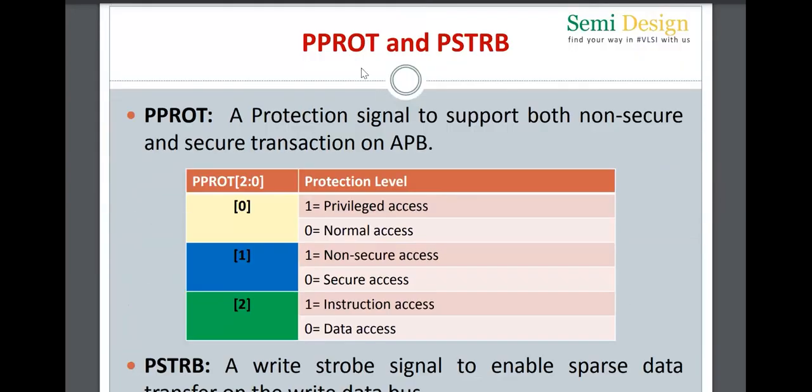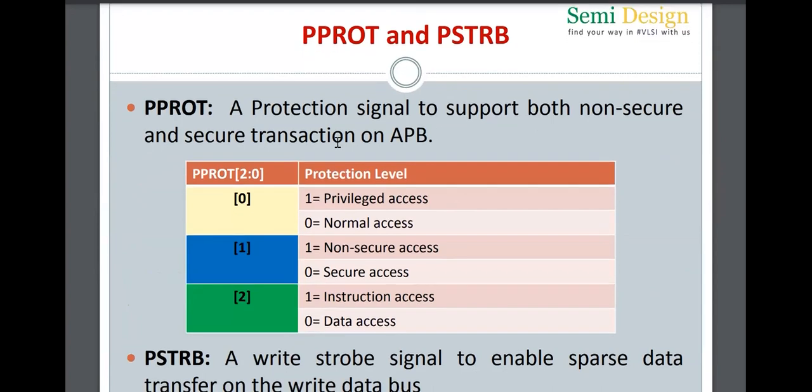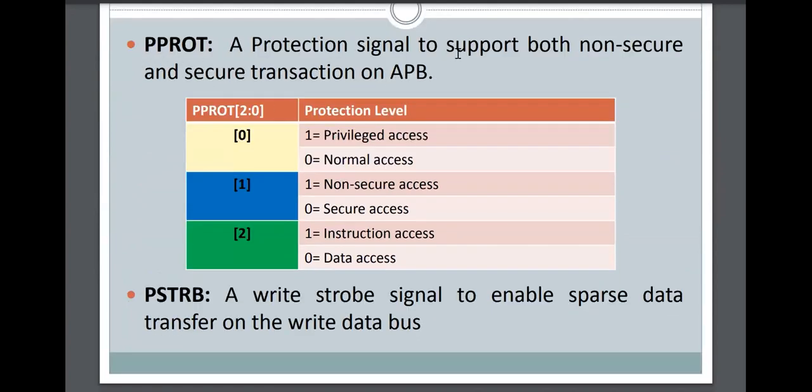So this is the PPROT and the PSTRB signal. I told you that PPROT is used mainly for protection purposes, both for non-secure and secure transactions. PPROT is 3 bits in size, so these are the protection levels. If bit 0 is 1, it means privileged access; 0 means normal access. If the first bit is 1, it means non-secure access; 0 means secure access. If the second bit is 1, it means instruction access; 0 means data access.